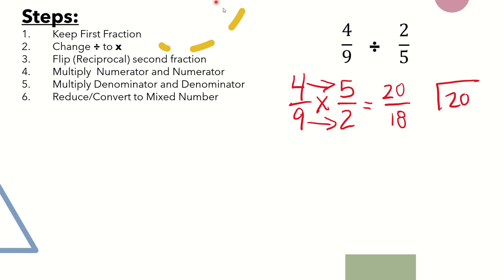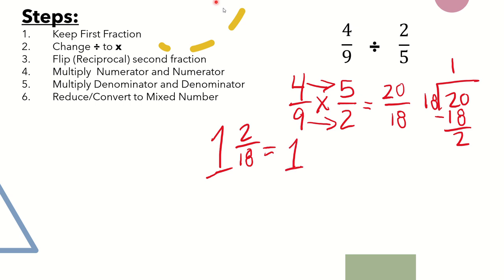We know that 18 goes into 20 one time, and I have 2 left over. So again, I have to convert this into a mixed number. 1 is my whole number, 2 would be my numerator, and my denominator would be 18. And I can simply reduce that by 2. That gives me 1 and 1/9. And my answer is complete.